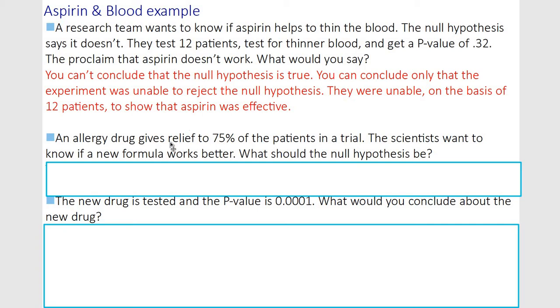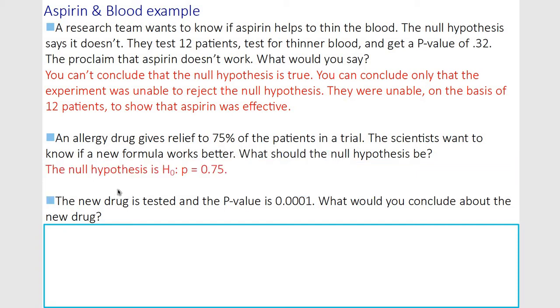An allergy drug gives relief to 75% of the patients. All right, they want to know if that new formula works better. What should the null hypothesis be, the original hypothesis? So you write it as H0: p = 0.75.